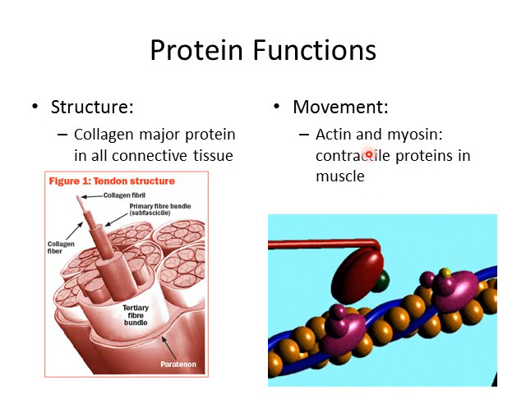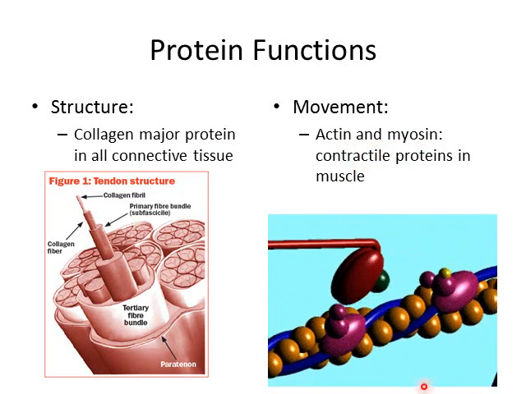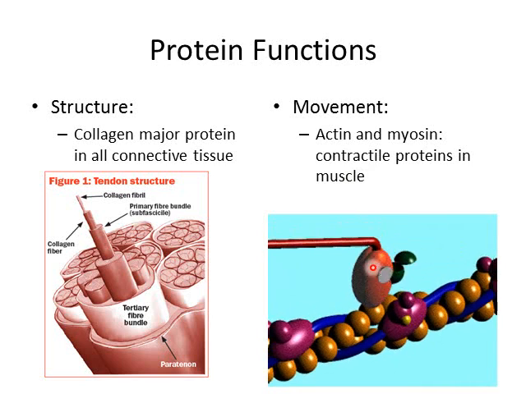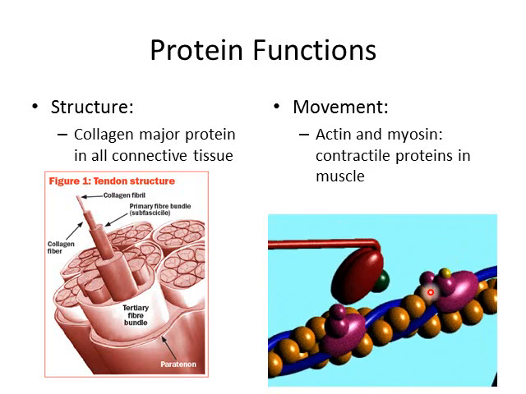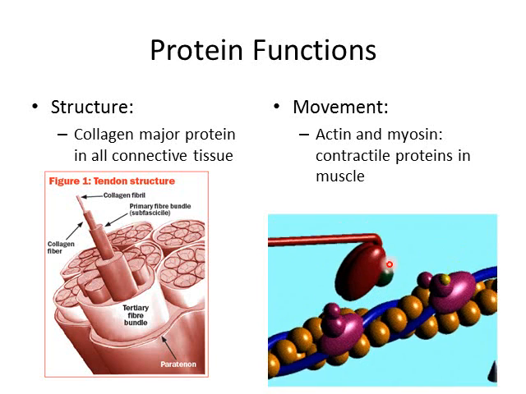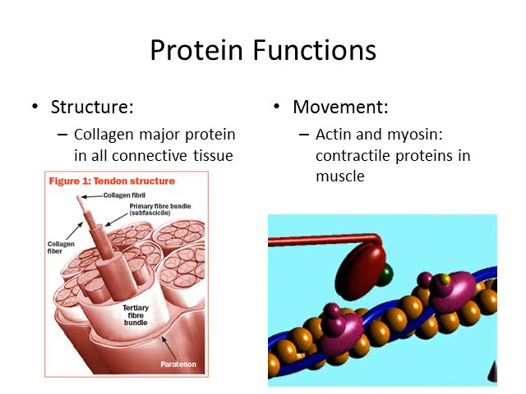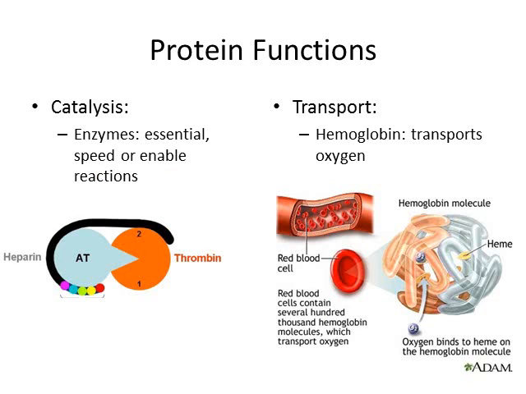The second function of proteins is movement. Actin and myosin are these contractile proteins that are shown here. This is the myosin head. These yellow balls are the actin, and this is exactly how muscle shortening occurs, by the myosin head pulling the actin and shortening it. So those are two important proteins.